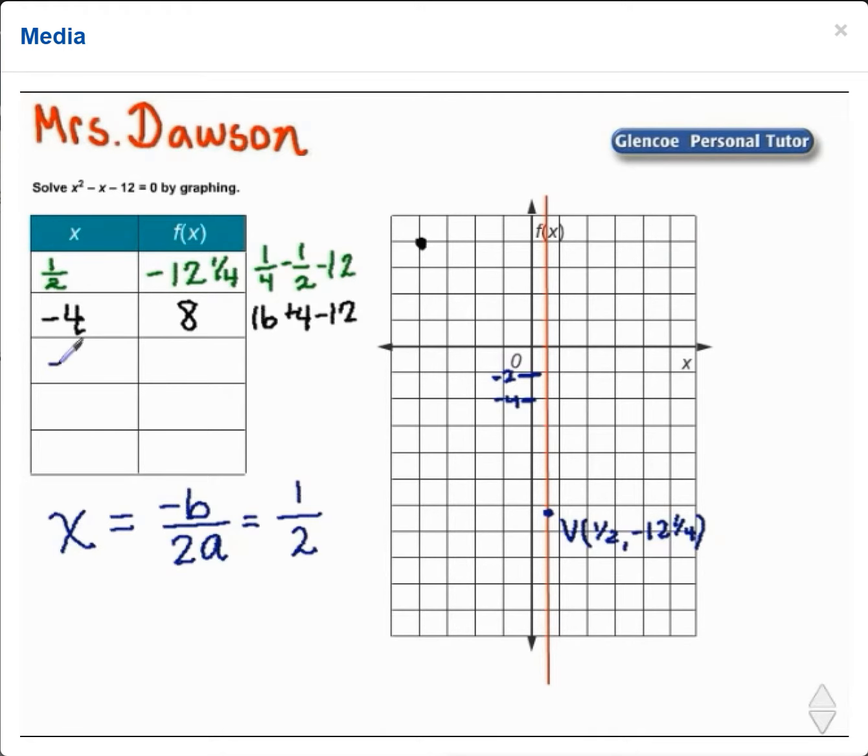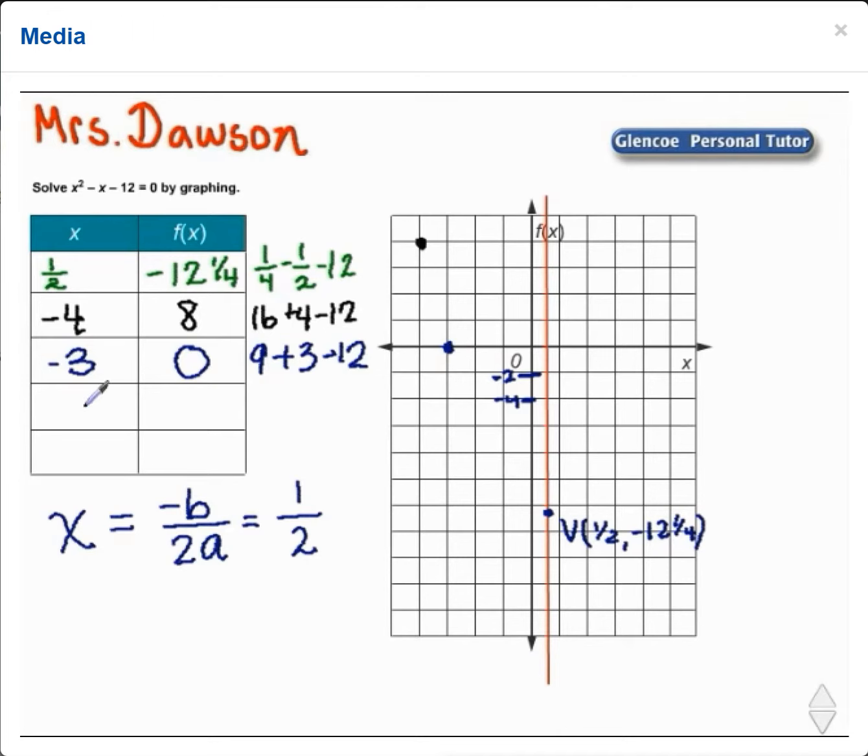Another x value, x is -3, square 3, subtract a -3, which is the same as adding 3, and then subtract 12. So when x is -3, f of x is 0. -1, 2, 3. So we found an x-intercept.